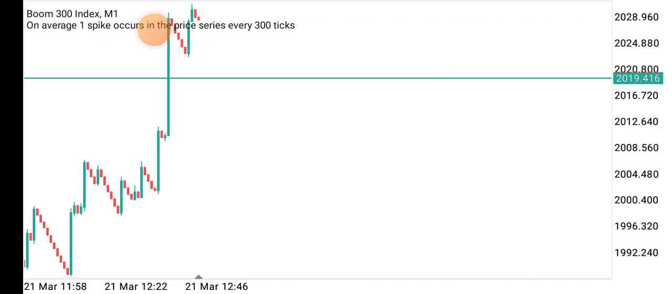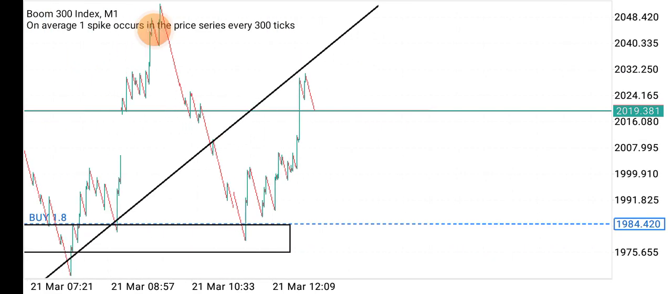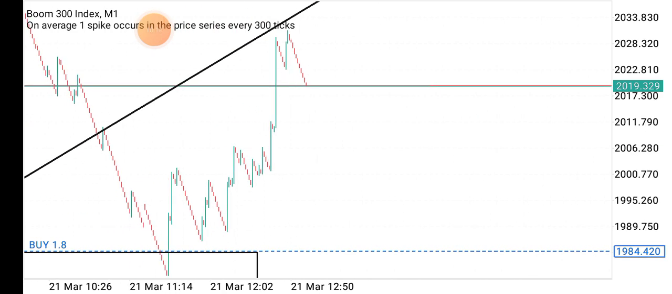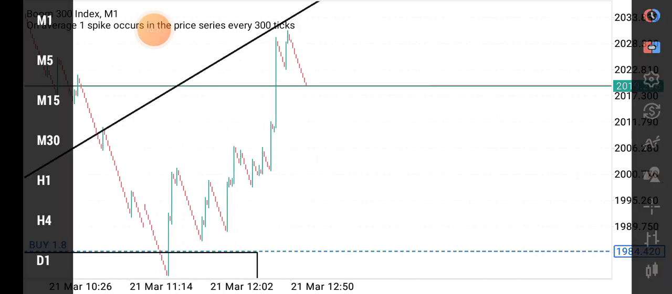You see, it's retracing. You see, this is a whole lot of spikes, guys, multiple spikes. This strategy really works. The strategy really works.